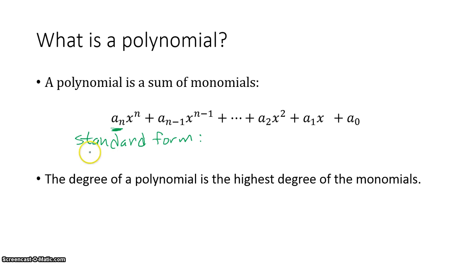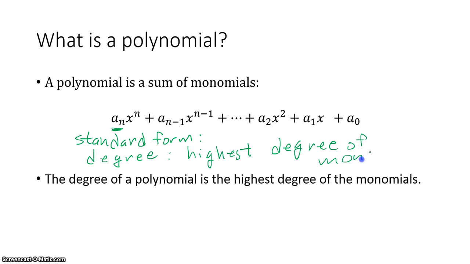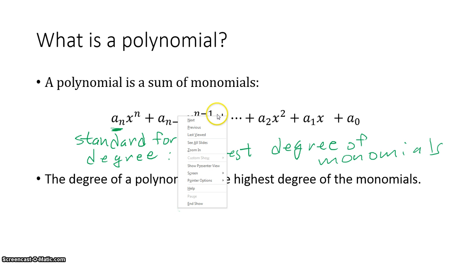We also want to know what is the degree of a polynomial. The degree of a polynomial is the highest degree of the monomials. So, highest degree of monomials. Yeah, we already have that there. So, good. Now let's see some examples.